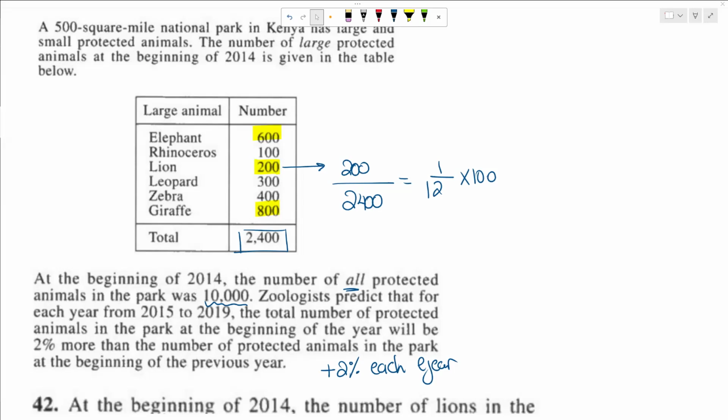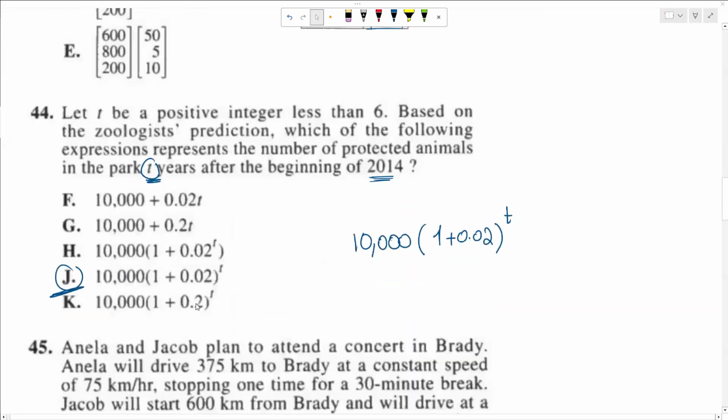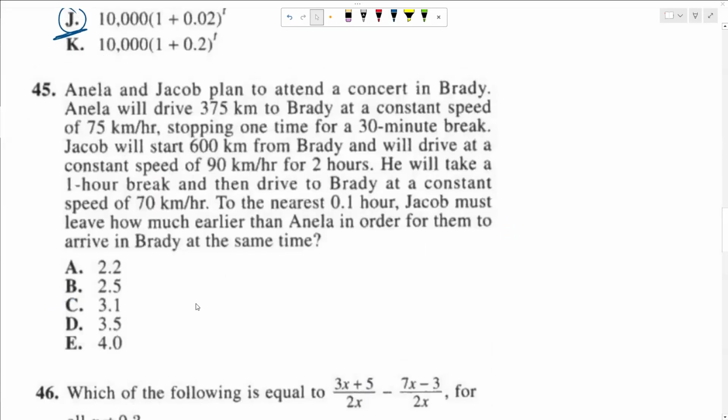Anyway, it's not important, the important thing is you understood the idea, please. Here it says, this one is no longer on the same information. Anila and Jacob plan to attend a concert in Brady. Anila will drive 375 kilometers to Brady at a constant speed of 75 kilometers per hour.